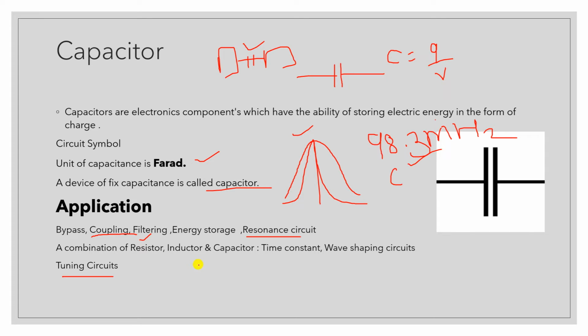A capacitor in combination with a resistor is used to generate the time constant circuit. The time constant T is equal to RC. Then a capacitor is also useful in the wave shaping circuit and tuning circuit.